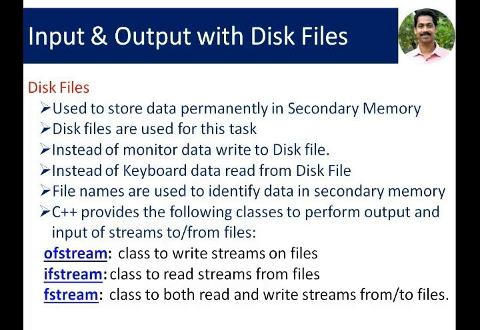So OFStream can be used for output files. IFStream can be used to create input file objects. Similarly, FStream objects can be used to read and write data into disk files. So all these classes have many functions, and these functions are used to do various file operations.